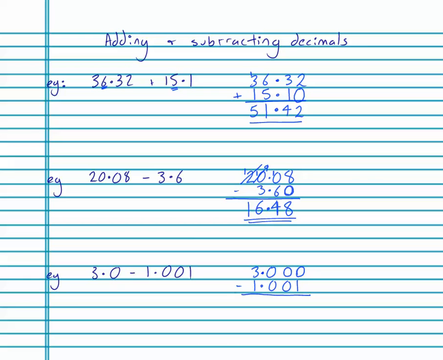And we're going to have to borrow all the way to do 0 minus 1. Borrow from the 3 to here, borrow from there to here, borrow from there to here, all that borrowing. 10 minus 1 is 9, 9 minus 0 is 9, 9 minus 0 is 9, and 2 minus 1 is 1. Be very careful with your borrowing. But really, that's it. Adding and subtracting decimals, very similar to integers.